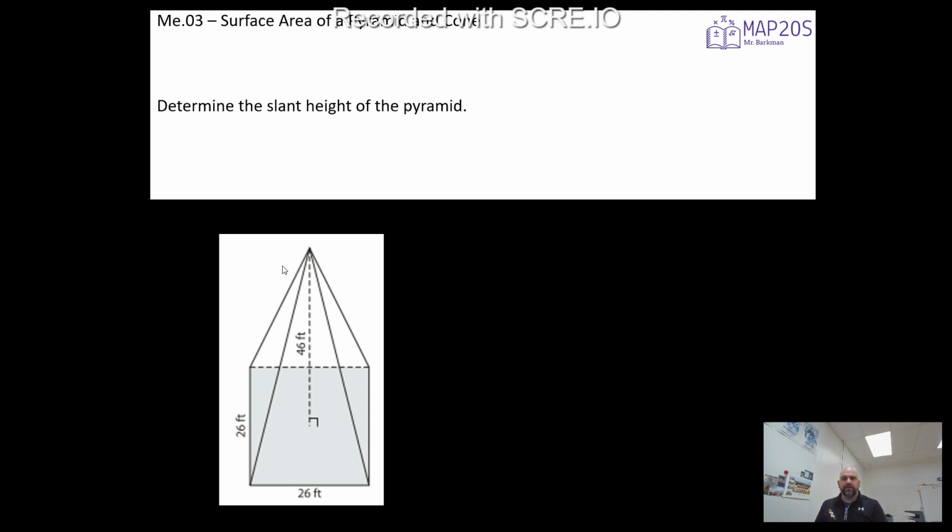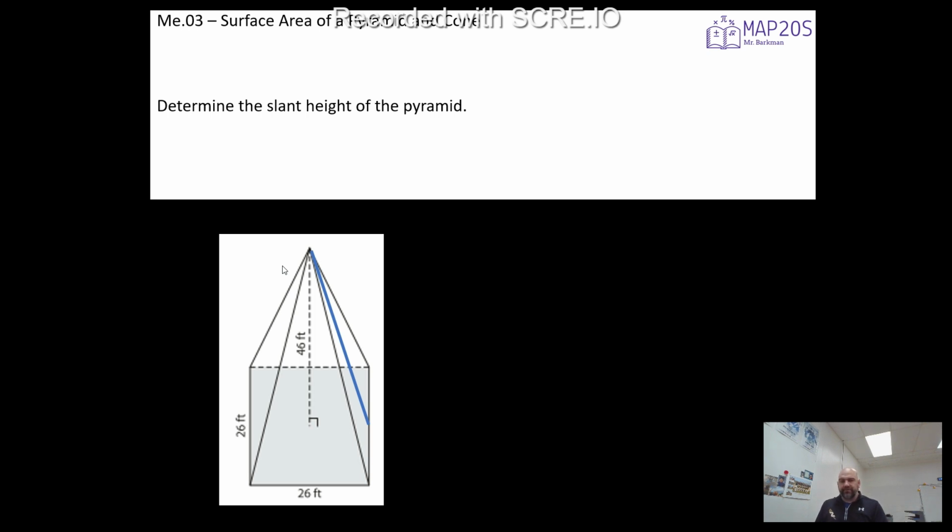If you take a look at this pyramid here, you'll notice that it has a base that is a square, and then it has a height that is 46 feet. That's not the slant height. The slant height is going to be a little bit longer than that. Slant height's always a little bit longer than the height. So we want to find that length right there. If you can see that blue line, that's going to be our slant height.